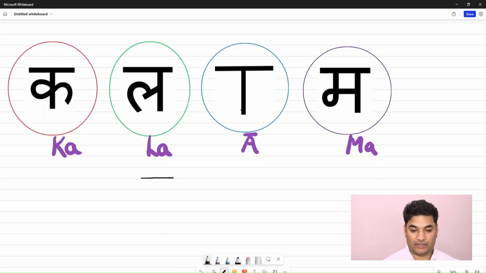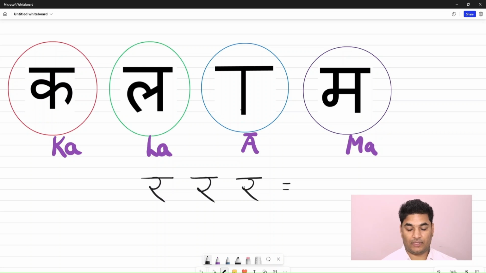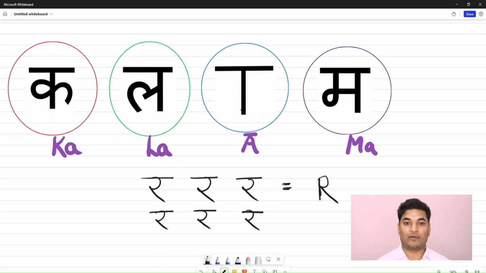Today's letter is R. As you can see, it is written like the letter R of the English and also equal to the R. Now let's try to make a few words with the 3 consonants here and the vowel with the R.